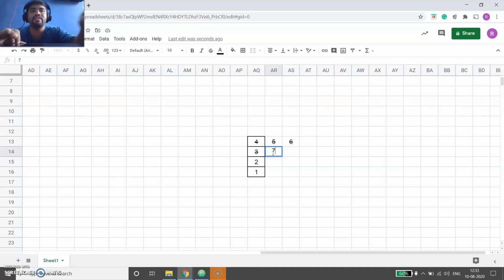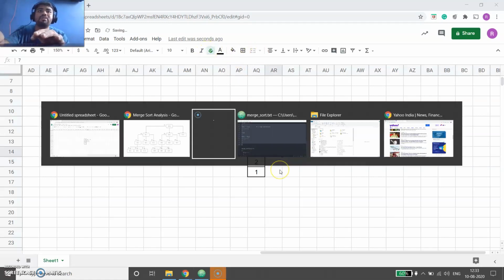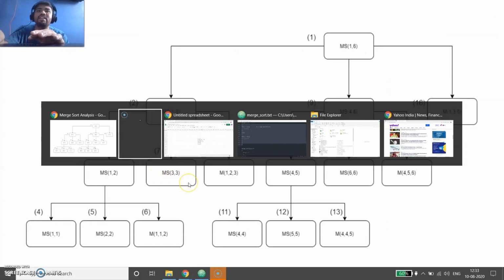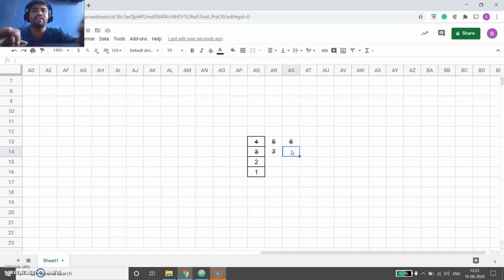We call 7. As 7 is called, 7 is also done, because you can clearly see 7 is done over here. As 7 is done, we call 8 in the same place. Even 8 is done.